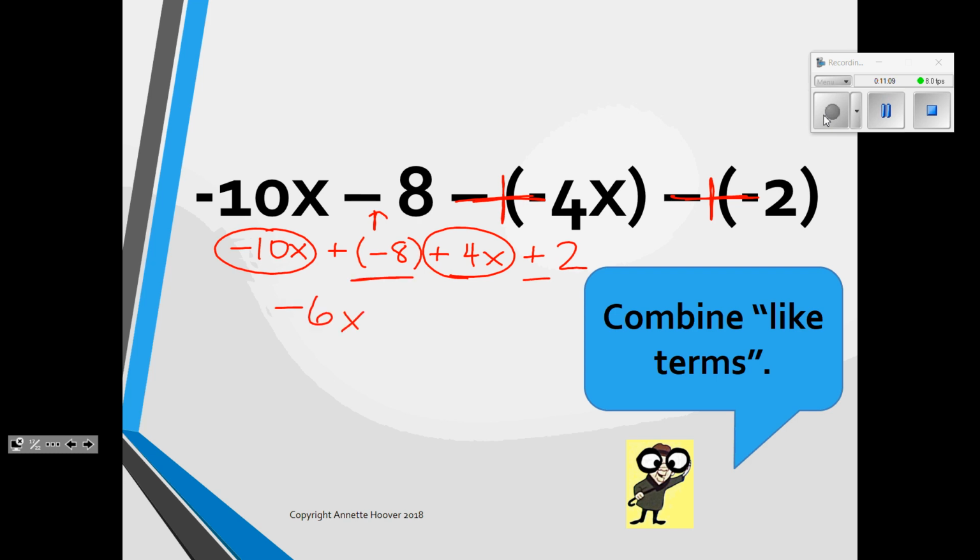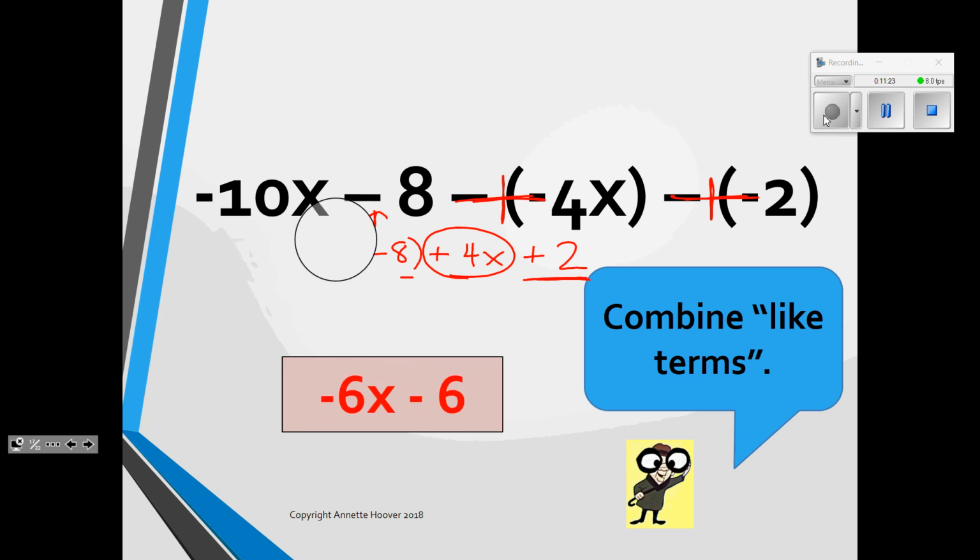These are constants. They are terms without variables. We can combine them. We have a negative 8 and a positive 2. Different signs, subtract, keep the sign of the greater value, so it would be a negative 6. So our final answer is negative 6x minus 6.